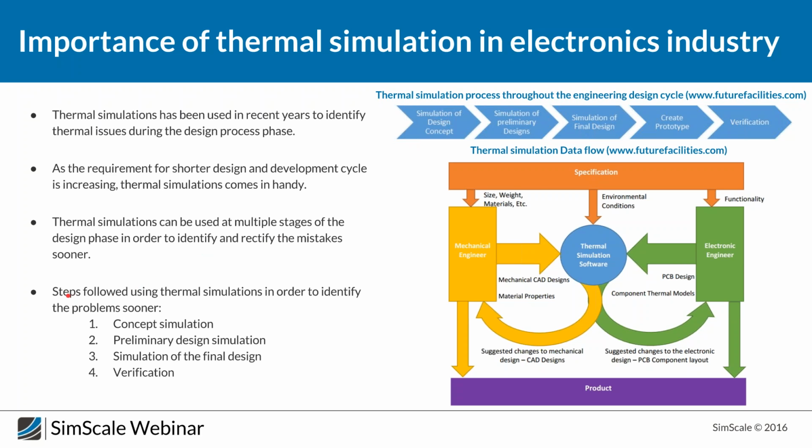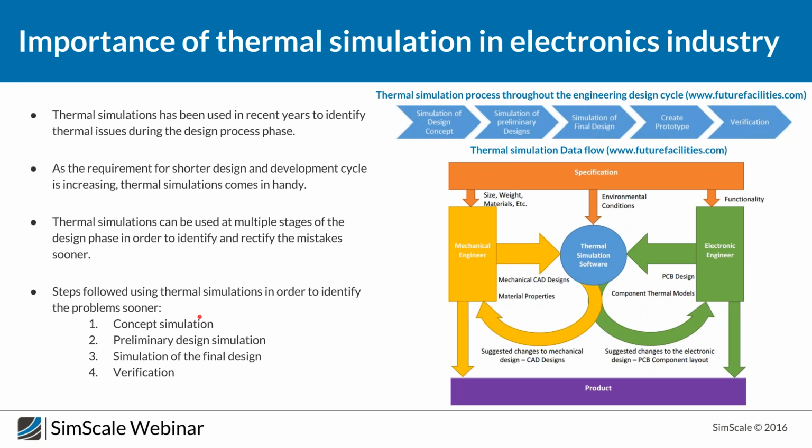The next step is how the steps are followed in thermal simulation in the case of, for example, electronic industries, to identify the problem sooner. In this case, there are four main steps. First, you make a concept simulation. So if you have a PCB, rather than making a full, detailed model of it, putting every resistor over it in detailed shape, you make a preliminary or concept model where you define all the ICs and everything with small boxes. It's just a simple model to test it.